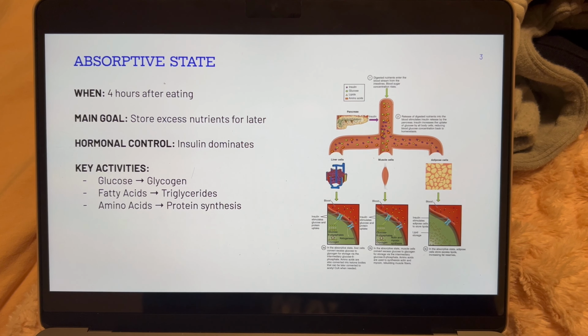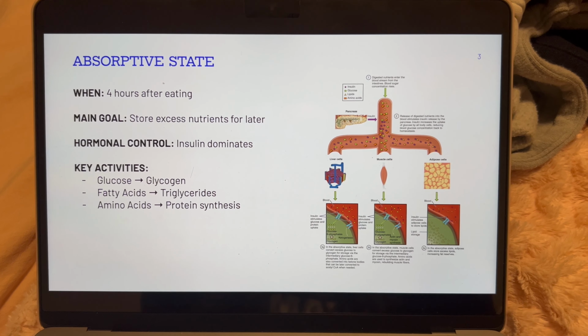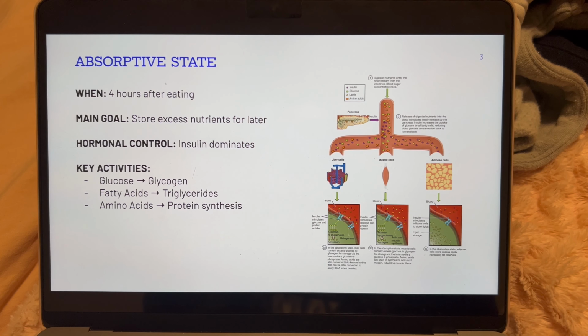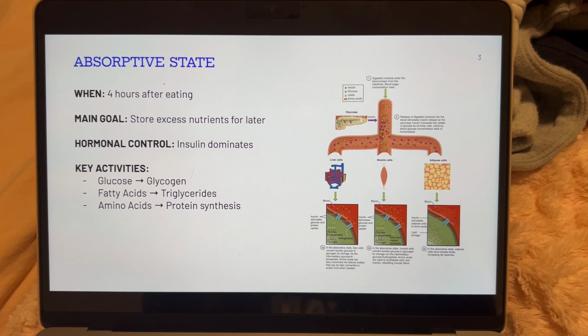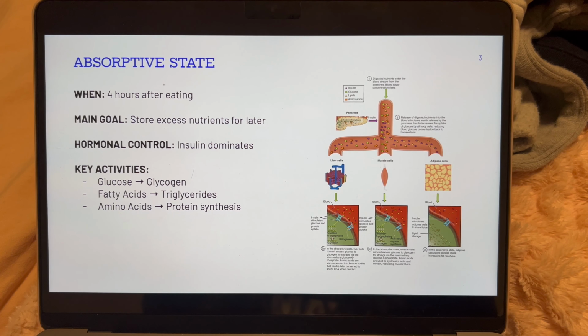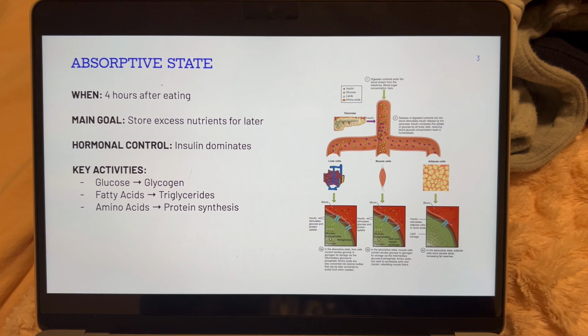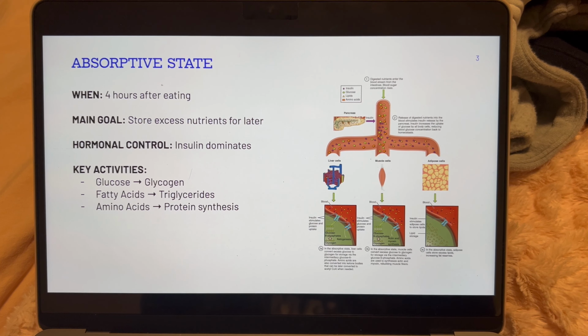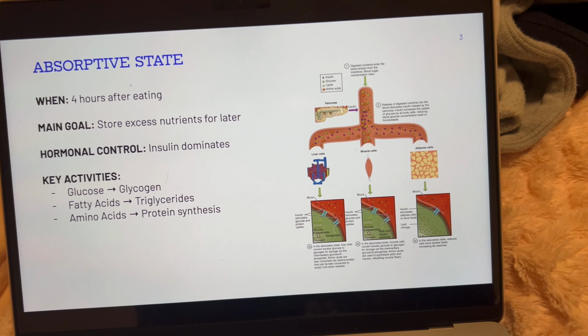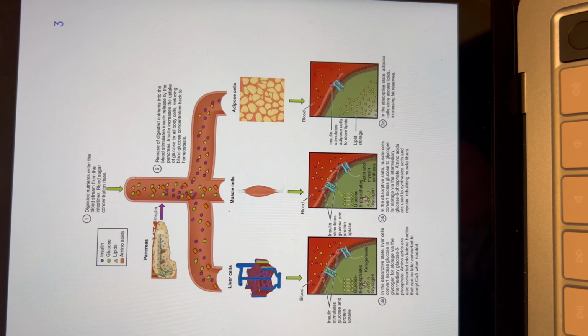Hormonal control: insulin honestly dominates in this state, and glucose, fatty acids, and amino acids are present, and those are active with glycogen, triglycerides, and protein synthesis. And in this picture, we can take a little closer look.